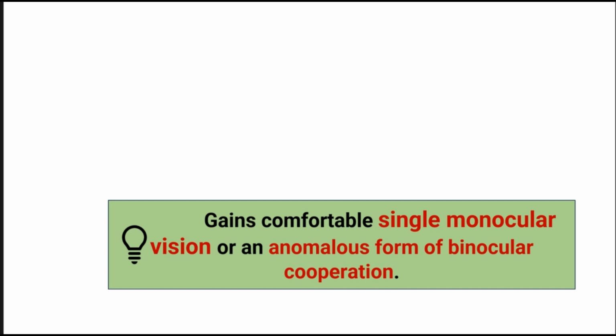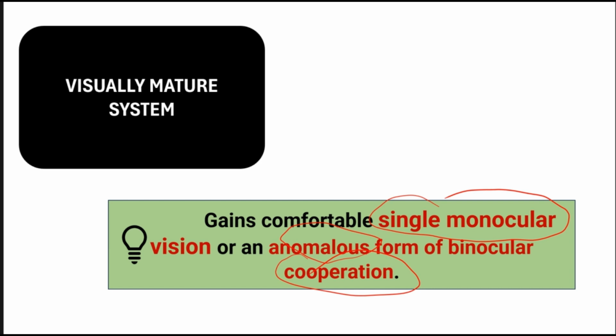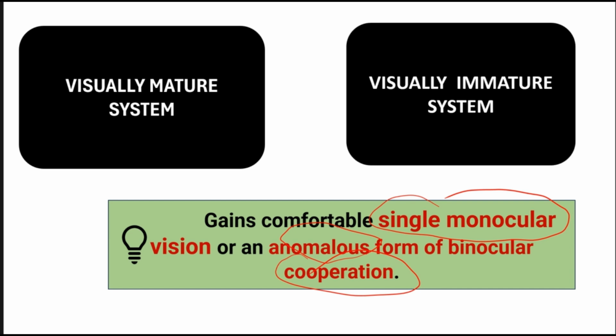Okay, by doing these visual adaptations or sensory adaptation, instead the patient is going to get comfortable single monocular vision or an anomalous form of binocular vision, right? So you're going to understand this as we move ahead with this lecture, right? So these sensory adaptations basically can occur either in a visually mature system, so what I mean to say is in adults, or the sensory adaptations in a visually immature system, right? These adaptations are different, and that is why we are going to actually classify them into these two categories broadly.